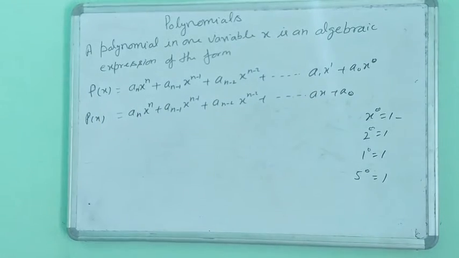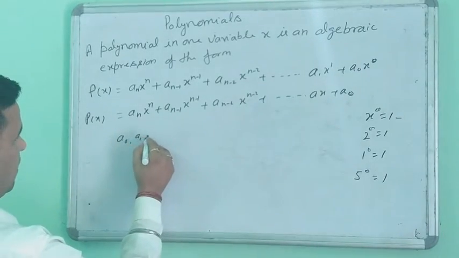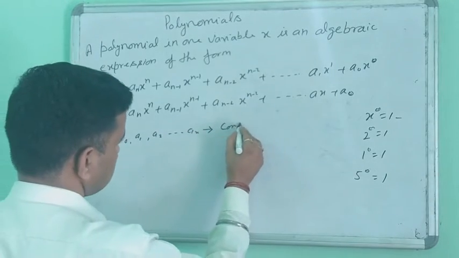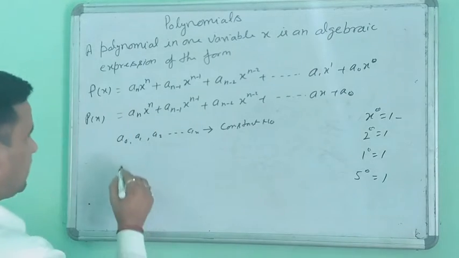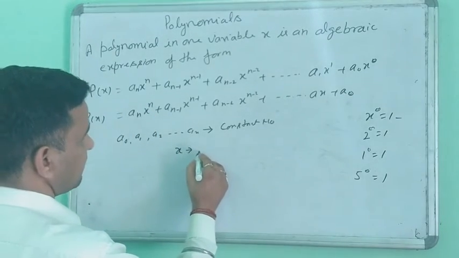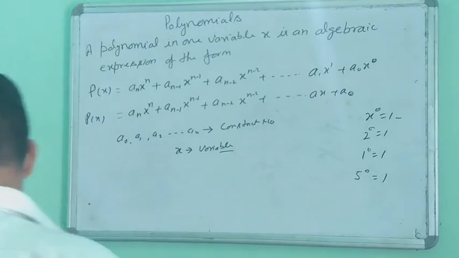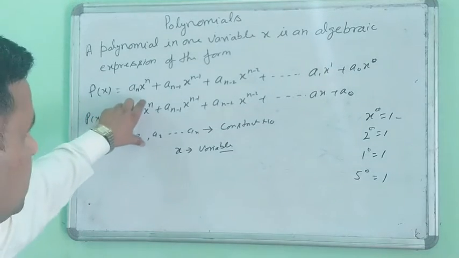Then what is the value of a_0 here? The a_0, a_1, a_2, up to a_n are constant numbers, and x here is the variable. What is x here? x is the variable. This is the form of the polynomial.